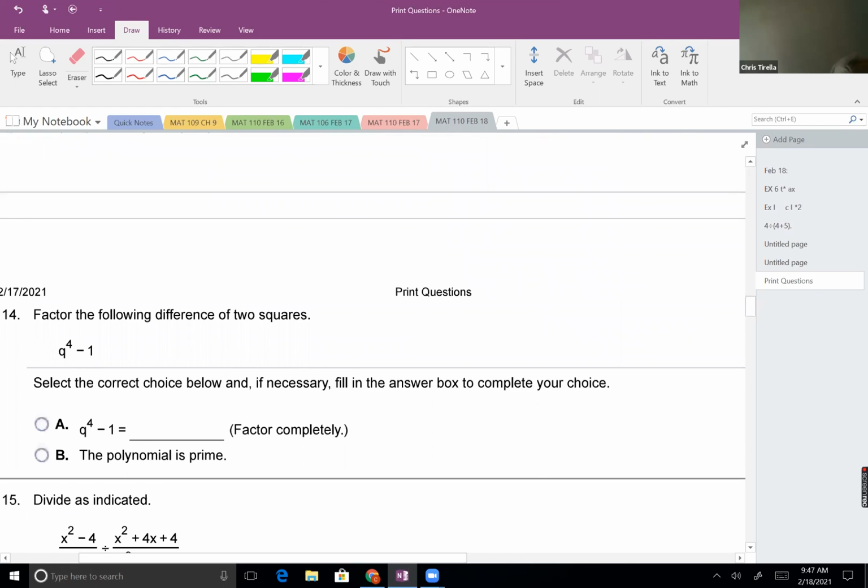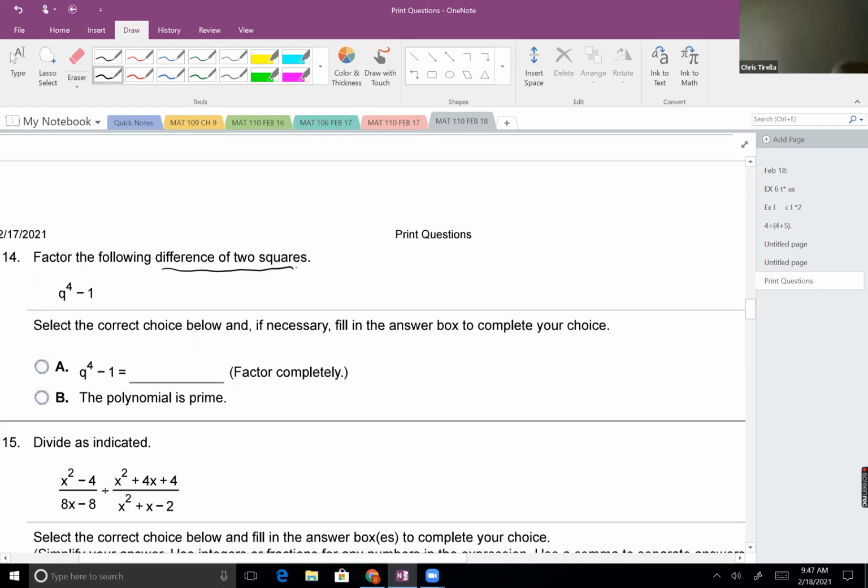Oh, I love this one. It says factor the difference of two squares. Well, the difference of two squares, that was a squared minus b squared equals a plus b times a minus b. So where I have q to the 4th minus 1, well, q to the 4th would be q squared times q squared. 1 would be 1 times 1. 1's a plus, 1's a minus.